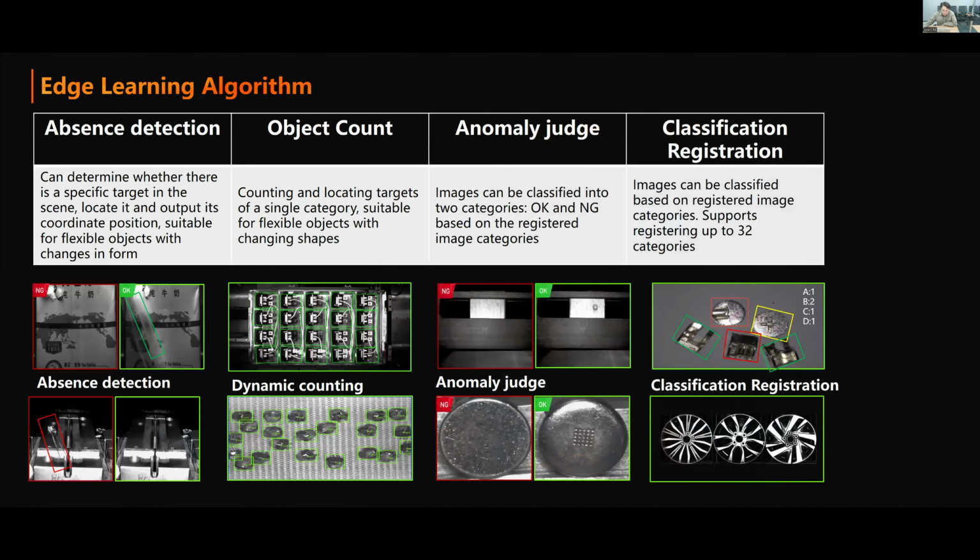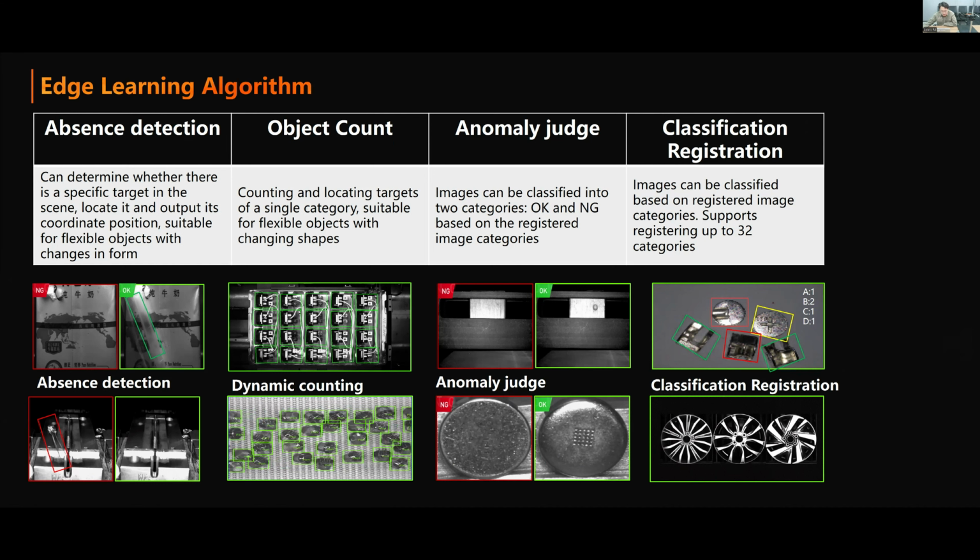Here are four classic edge learning algorithm functions. The first one is absence detection. It can determine whether there is a specific target in the scene, locate it and output its coordinate position, suitable for flexible objects which change in form. For example, here is a sample for a milk box, checking if the straw is absent or not, and it can detect various behavior.